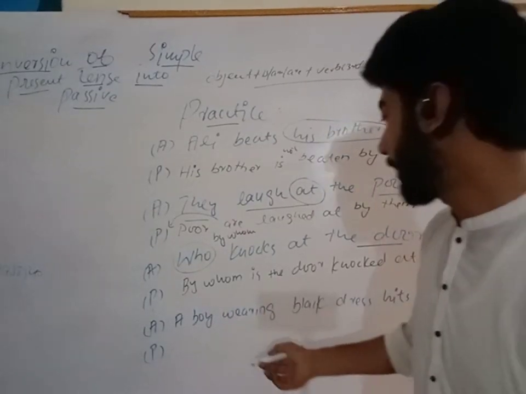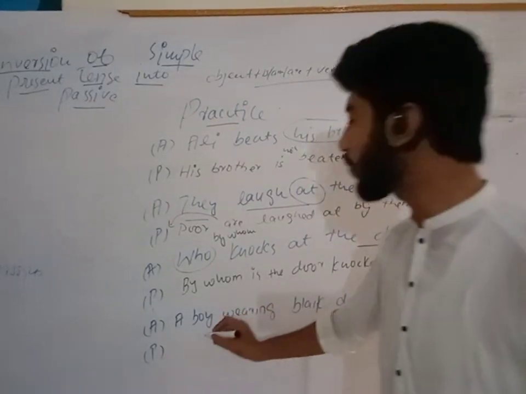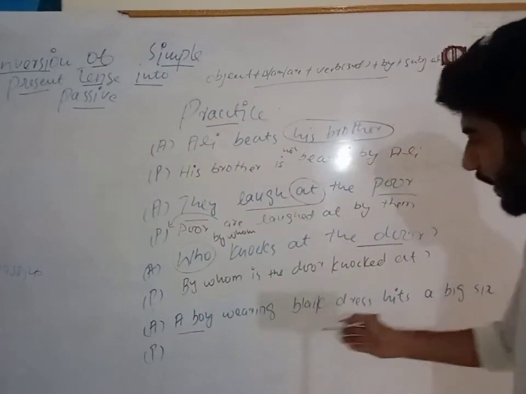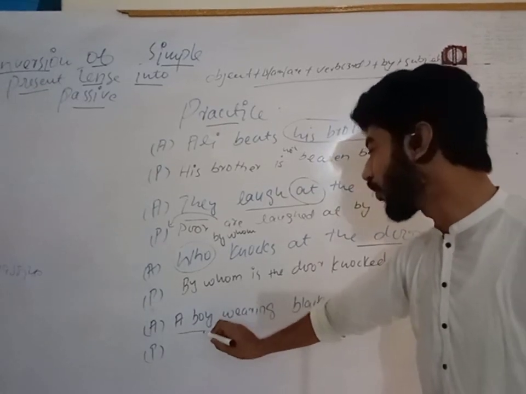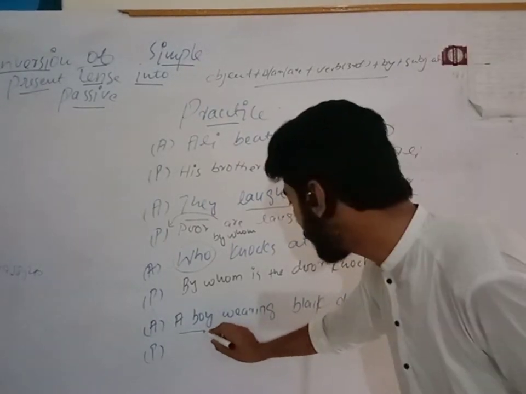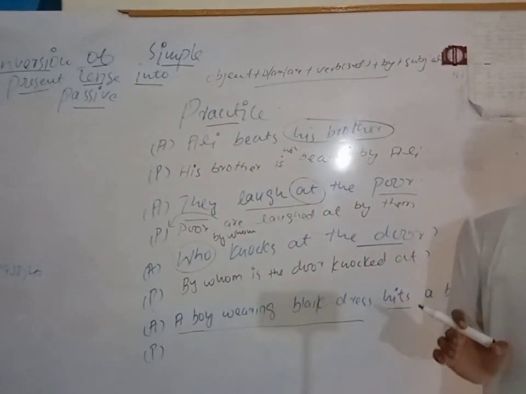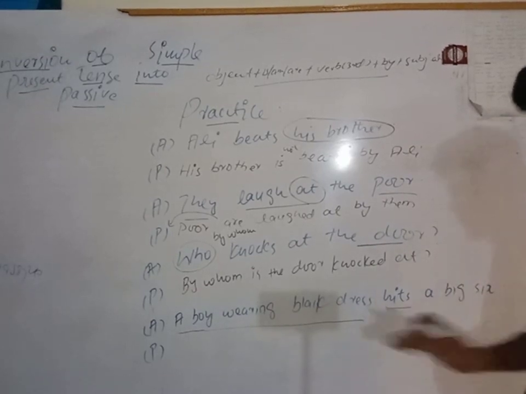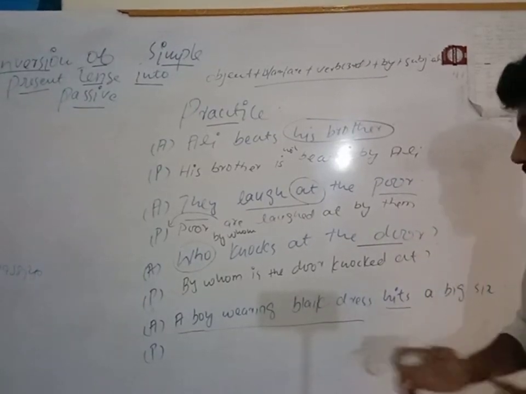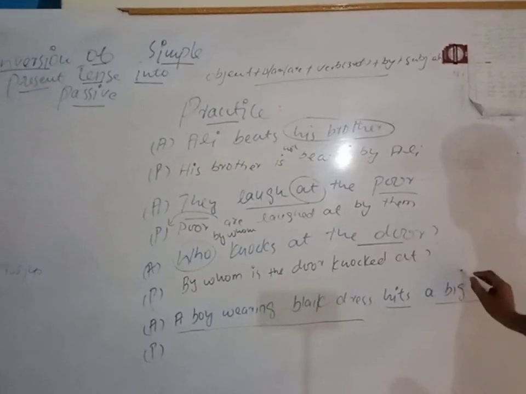Okay, the next sentence: a boy wearing black dress hits a big six. You have to tell me, what is the subject here? A boy wearing black dress. And what is the verb? Hits. This is the verb. These five words make up the subject: a, boy, wearing, black, dress. Wearing black dress are adjectives. So these five words make it a subject. This is a verb, and this is the object. A big six is the object.